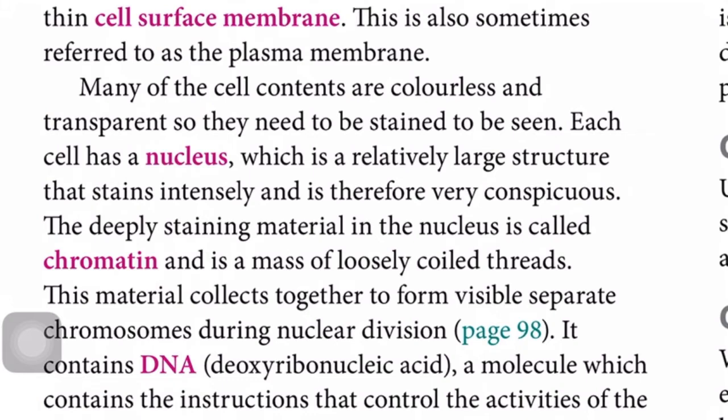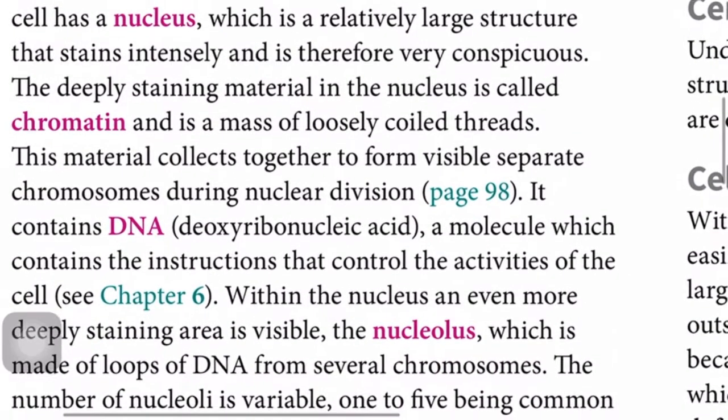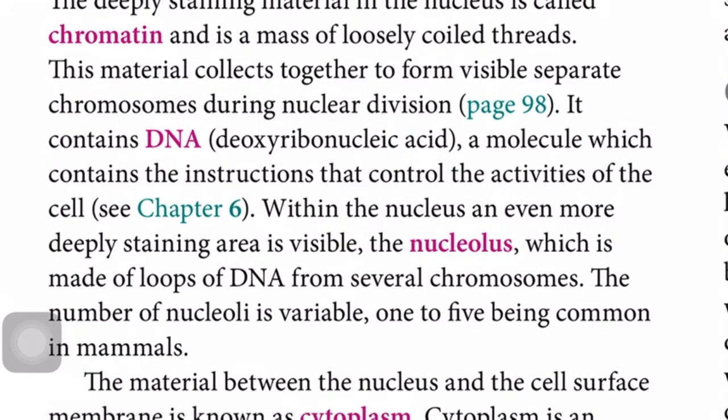The deeply staining material in the nucleus is called chromatin and is a mass of loosely coiled threads. This material collects together to form visible separate chromosomes during nuclear division. It contains DNA, deoxyribonucleic acid, and RNA is ribonucleic acid. So RNA contains one extra oxygen, and we will also look at the structure of DNA and RNA in great detail later. DNA is basically the code that produces the protein. We will learn that in great detail, but this is just a basic understanding. It is a molecule which contains the instructions that control the activities of the cell.